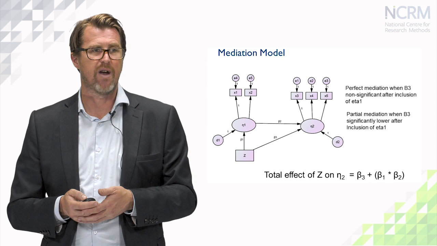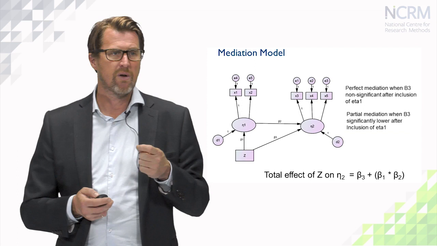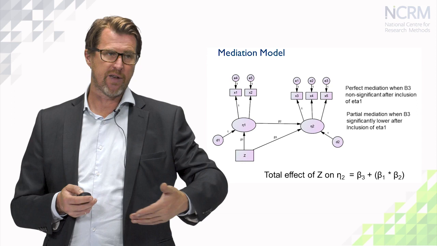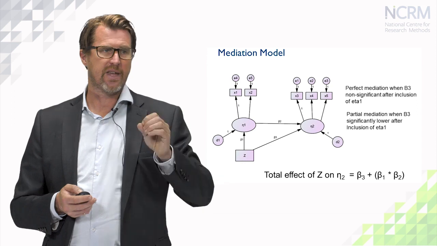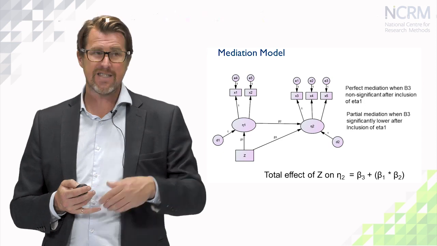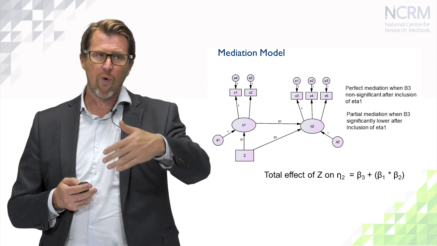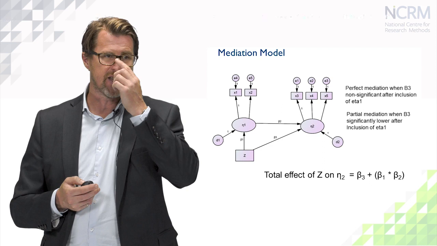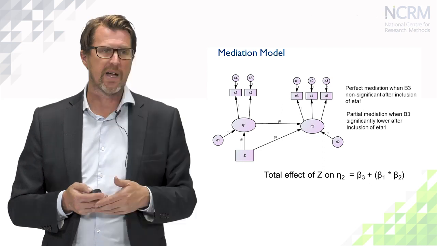We sometimes distinguish between partial and perfect mediation. So for example, if we fitted a model that just regressed eta 2 on Z, and we found a significant and substantial effect there, then if we add in the eta 1 predictor, if the effect of Z now becomes non-significant, but the indirect effect is significant, then we would refer to this as perfect mediation. All of the effect of Z on eta 2 flows through eta 1. Where there is still a residual effect, i.e. a significant path between Z and eta 2, that would be referred to as partial mediation.